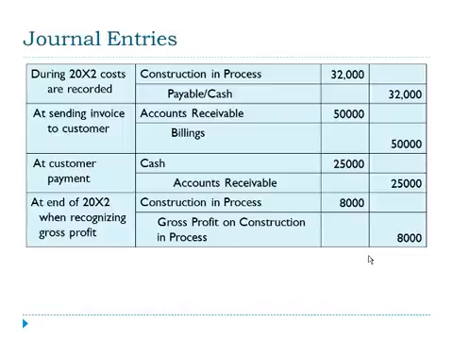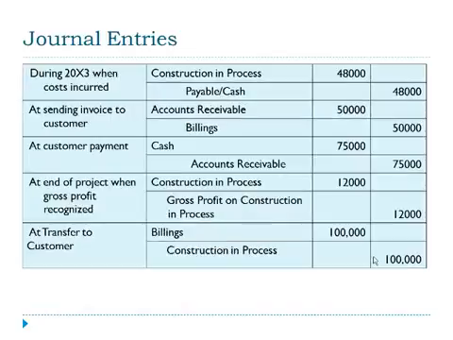So when we bill the customer, we do not have a sale take place. Instead, we have transferred over some ownership in our inventory to the customer, and we use the account called billings. At the time of a customer payment, it's our normal transaction in which we increase cash and decrease accounts receivable. At the end of the year, we record the amount of profit to be recognized as an increase in the inventory account construction in process, and an increase in gross profit on construction in process, which is an account that shows up on the income statement.